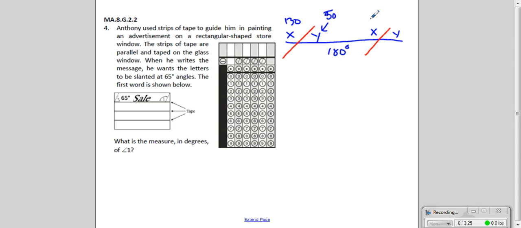And so if I look at it again, if I know that this is 130 and I know that this is 130, if I know that this is 50, then I know that this must be 50 because it was cut with the same line. That's the basic concept of a transversal that we need to understand for this question.